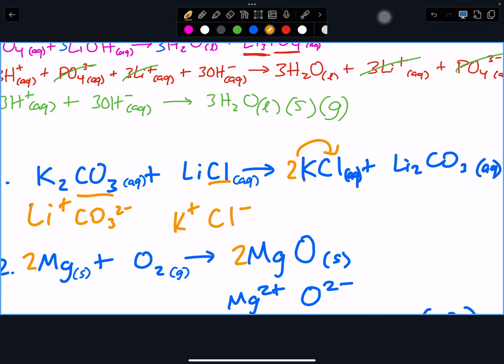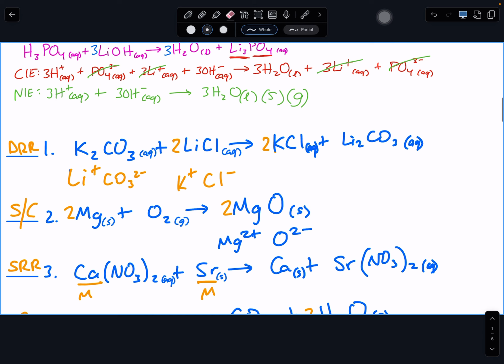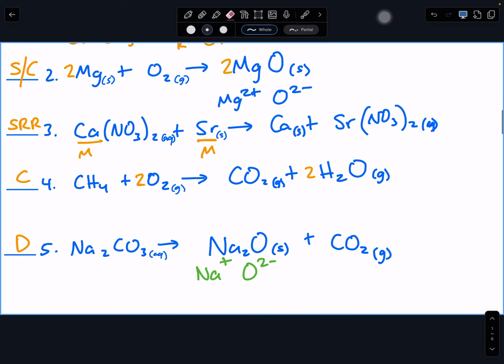How many Cl do I have now? 2. So how should I fix that? Put a 2 in front of LiCl. Who else does that change? Li. So now Li has 2. Does Li have 2 here? Yeah. So everything's balanced? CO3 is balanced? Yes. Okay. That's it. If you want to do more or have any other questions, you can ask me.